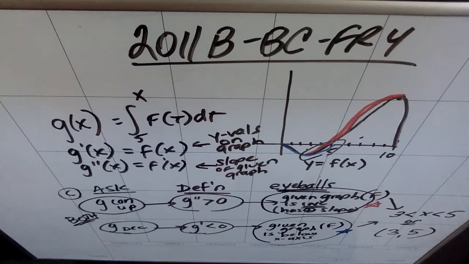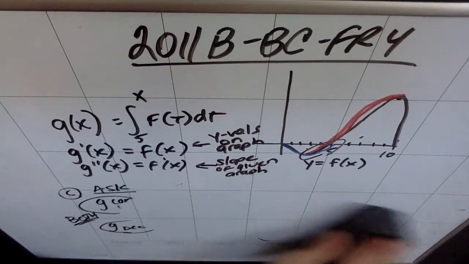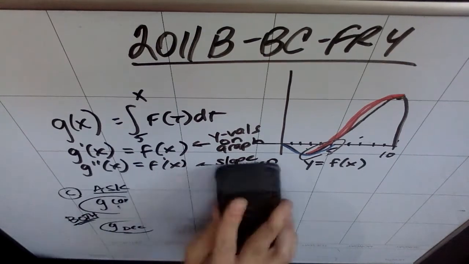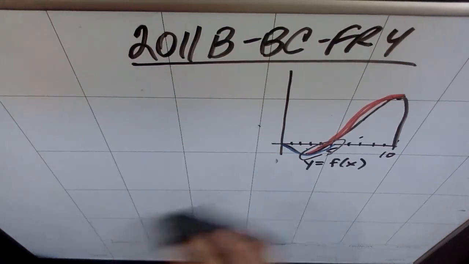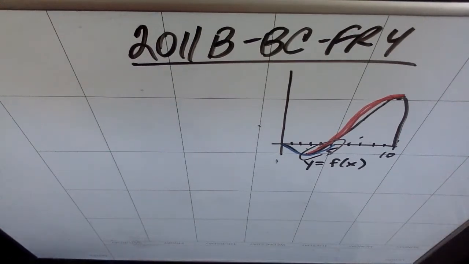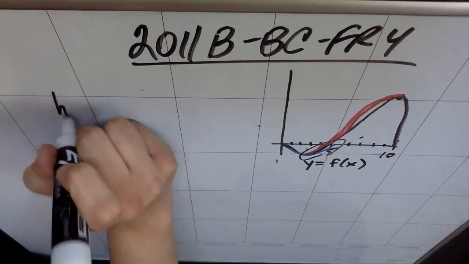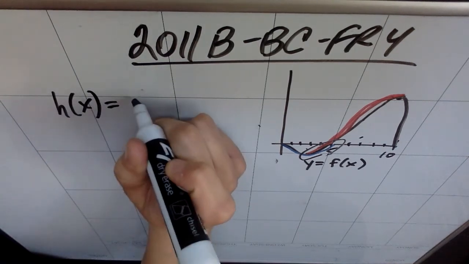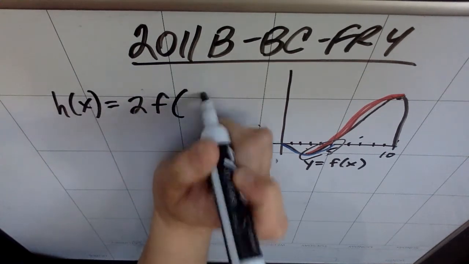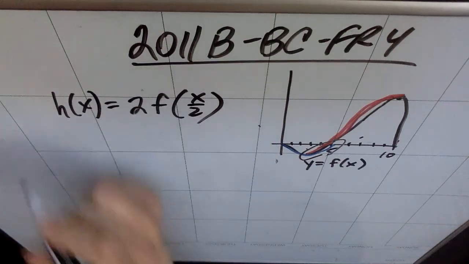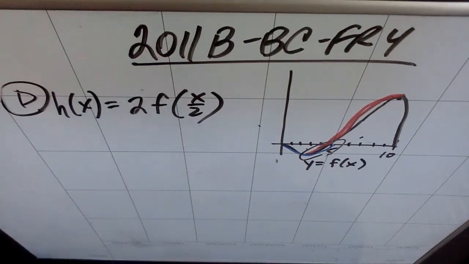The function h, ooh, we have a new function. Let me erase some stuff. They don't mention g at all, so I'm going to erase all this stuff about g. All right, cool. The function h is defined by h of x equals 2 times the quantity f of x over 2. So h of x is 2 times f of x over 2, right? This is part D.